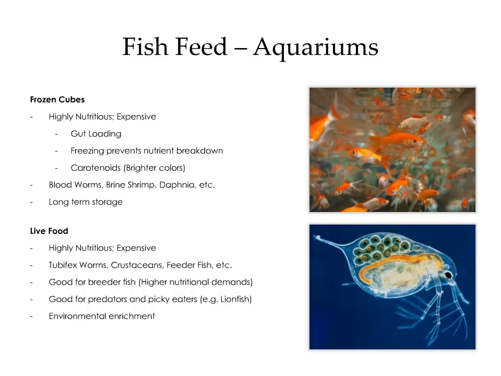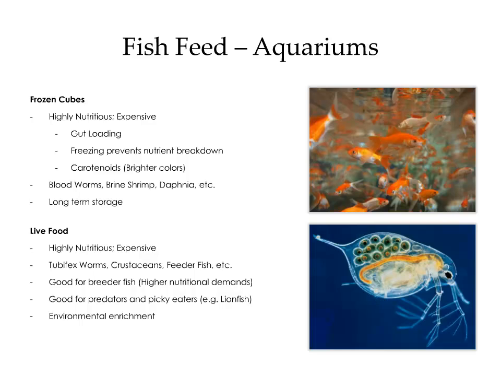Live food is also highly nutritious, but it's much more expensive. Examples of live food include tubifex worms, crustaceans, and feeder fish. Surprisingly, feeder fish make really good pond fish, and they're much cheaper than koi.